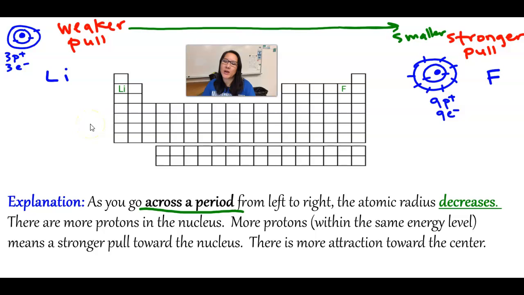Okay, so let's explain why this happens. As you go from left to right across a period, the atomic radius gets smaller and smaller because there are more protons in the nucleus, more protons within the same energy level, which means there's a stronger pull between the nucleus and the outer electrons. So here I have 3 protons, 3 electrons, and so those are attracted to each other and pulling inward, but as I go across the periodic table and I add even more protons, like if I get up to fluorine that has 9 protons and 9 electrons, and now those 9 are just pulling at each other even stronger, which is causing the atom to shrink inward towards the center.